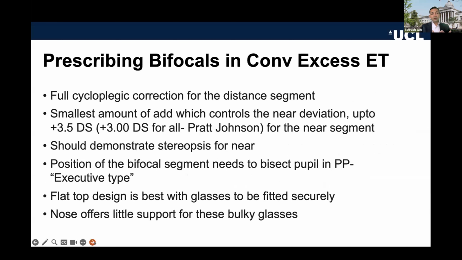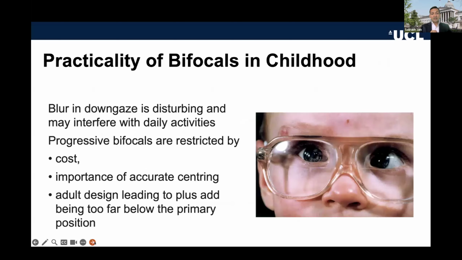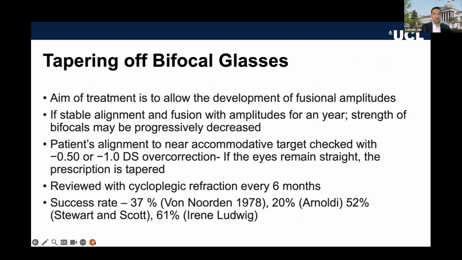So what do you give them? Well, for the distance, the full cycloplegic correction, and for the near, the smallest amount of add which controls the near deviation. They have to be the executive type, which means they bisect the pupil, and a flap top design tends to work best. So this is the kind of glass you don't want to see, these small D segments that are lower, but they are good for adults who want to use them to read, not really for children. You can use progressive bifocals, but they're really restricted in children by cost, the importance of accurate centering, and mostly them being an adult design, which means the plus is too far below the primary position.